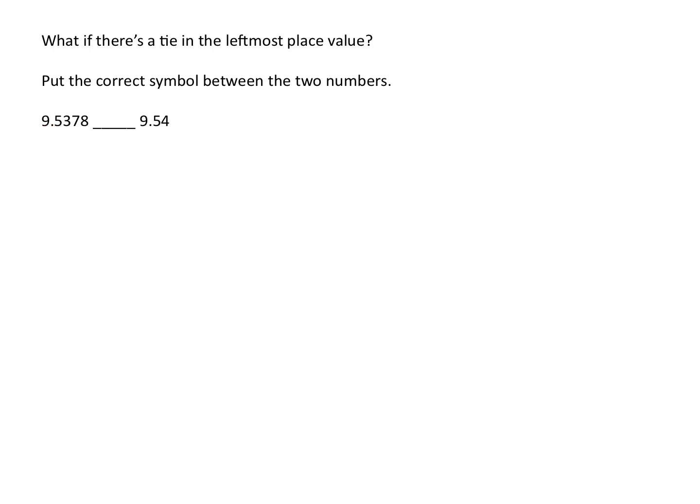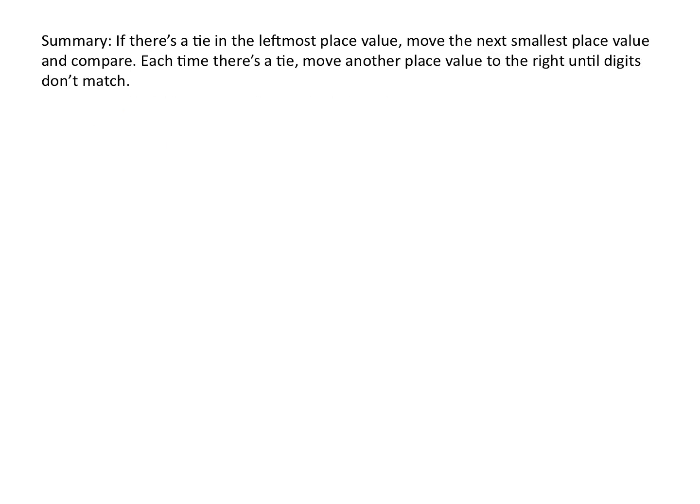We go to the place value 1 to the right. So in this case, they're both 5s. Okay, so the 9s were the same, the 5s are the same, so I move one more digit to the right and I compare the 3 to the 4. The 4 is bigger, so 9.54 is bigger than 9.5378. So to summarize, if there's a tie in the leftmost place value, move to the next smallest place value and compare. Each time there's a tie, move another place value to the right until the digits don't match.